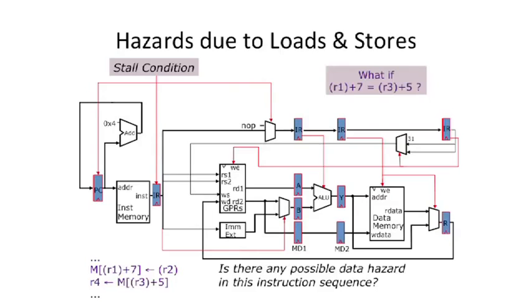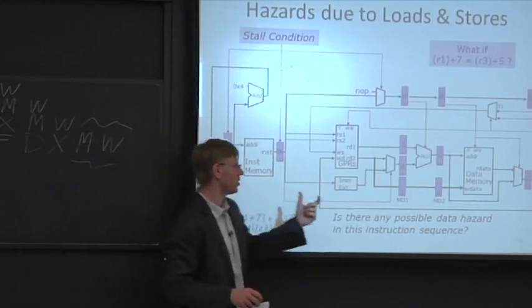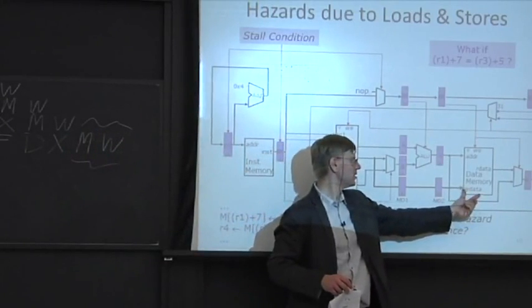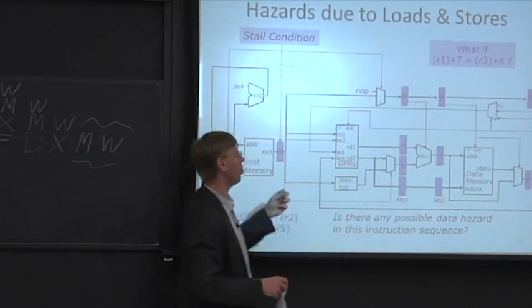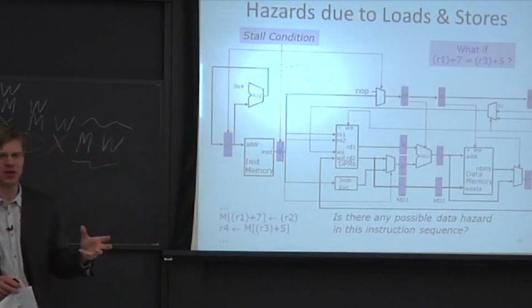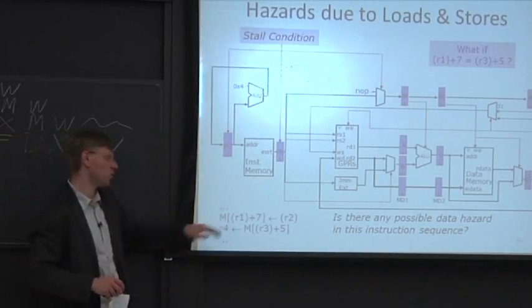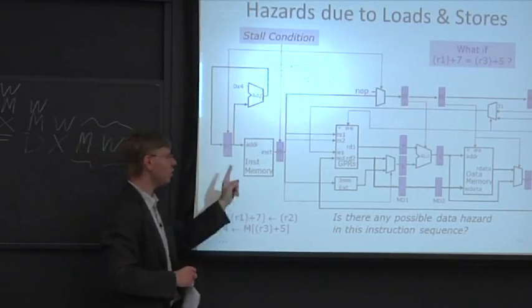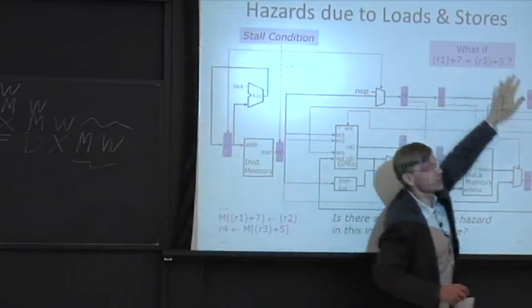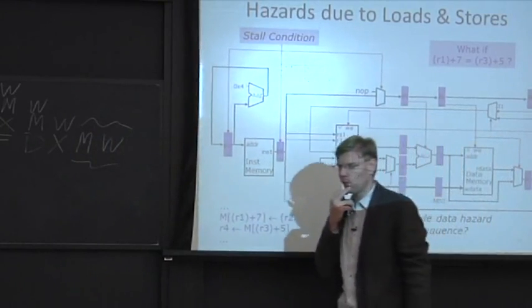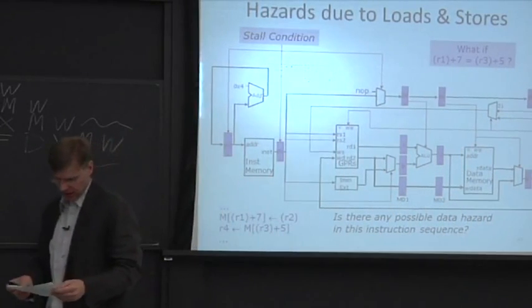Yes, because what if R1 plus 7 is equal to R3 plus 5? So we're going to be having a case where you actually have two different values here, where one needs to pick up the data value of the previous store. So the load needs to pick up the data value of the previous store if and only if this is equal to this. OK, so that's not so bad.